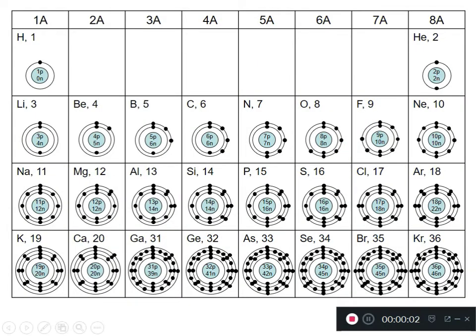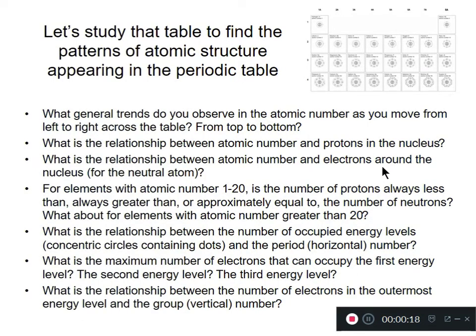Okay, so here are the orbit models of the representative groups. Remember, the representative groups are just the A groups. As I look at them, I'm sort of seeing these models. I'm going to ask you a bunch of questions. So I'm going to go to the next page and ask you questions, and then we'll come back. What general trends do you observe in the atomic number as you move from left to right across the table and from top to bottom? What is the relationship between the atomic number and the protons in the nucleus? What is the relationship between the atomic number and the electrons around the nucleus for the neutral atom?